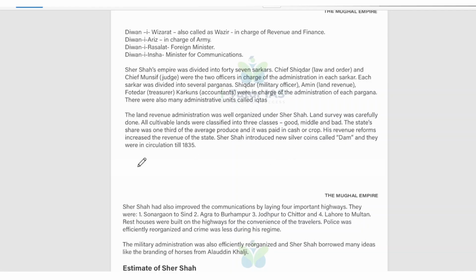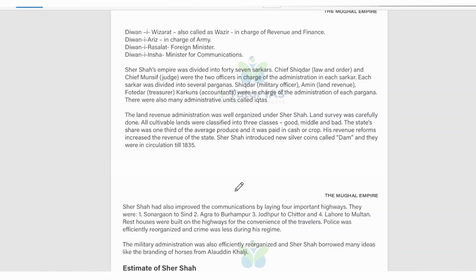The land revenue administration was well organized under Sher Shah. Land survey was carefully done, and all cultivable land was classified into three classes: good, middle, and bad. The state's share was one third of the average produce, and it was paid in cash or crop. His revenue reforms increased the revenue of the state. Sher Shah introduced a new silver coin called Dam, and they were in circulation till 1835.